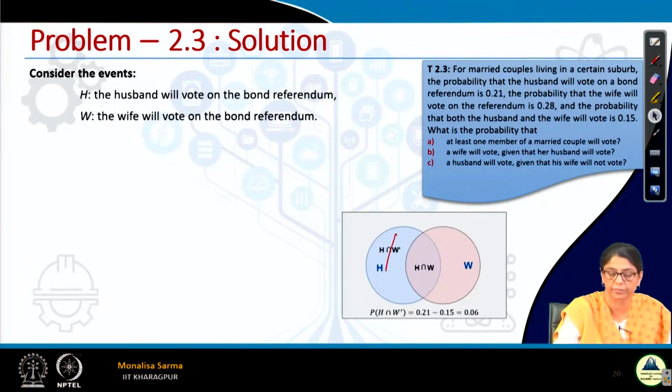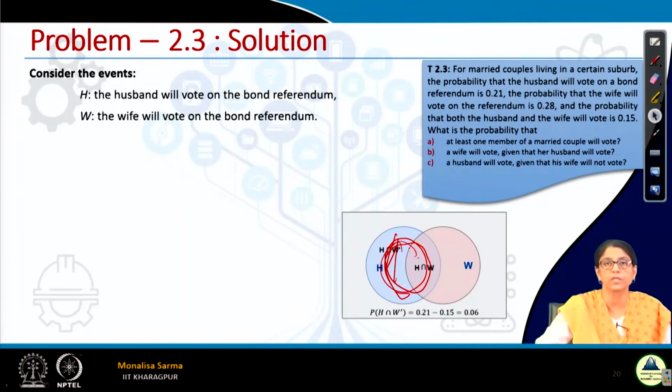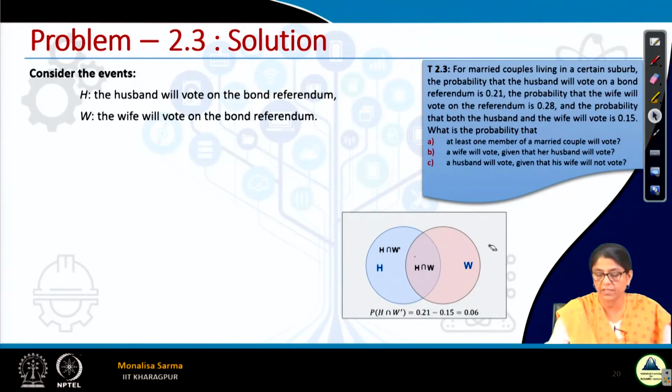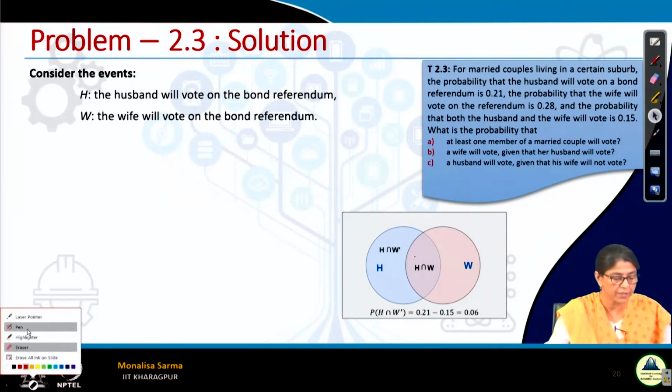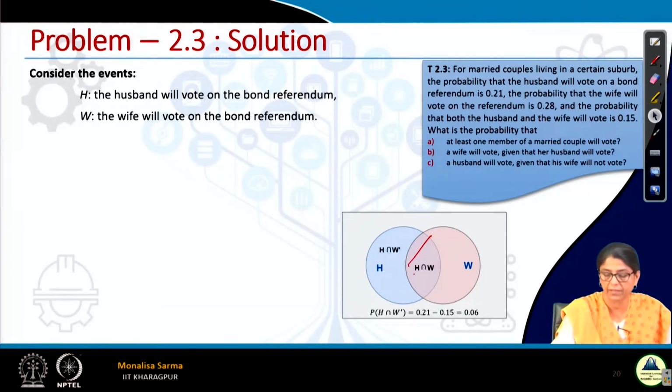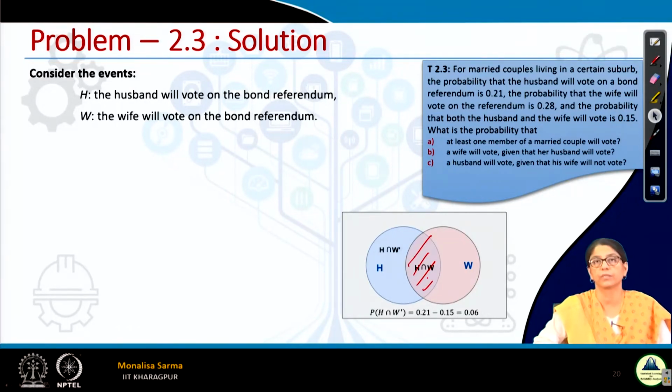This whole portion is the probability that the husband will vote, right? And the probability that the wife will vote is the other portion, this circle, W. Now it is given the probability that the wife will vote, and the probability that both the husband and wife will vote. Both of them will vote means that is the intersection part. Which one is the intersection part? The slight pink one is the intersection part.